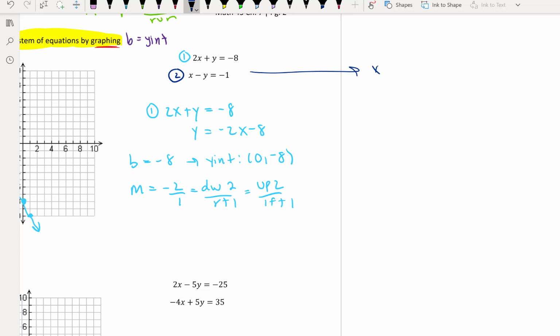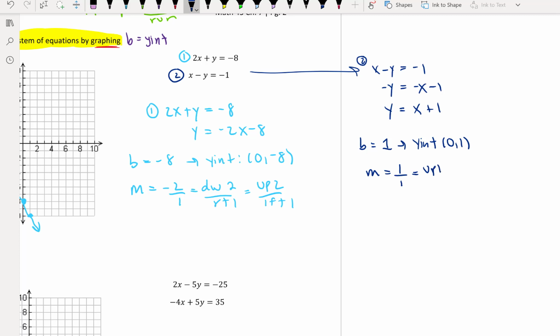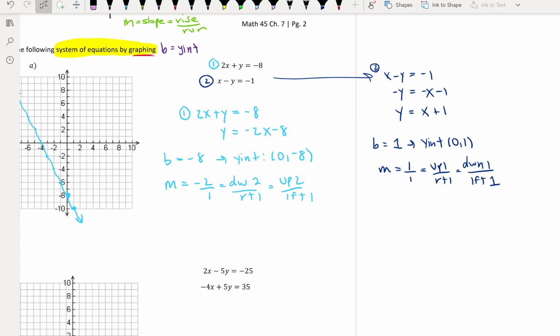So then I have equation number 2, which is x minus y is equal to negative 1. So negative y is equal to negative x minus 1. So y is equal to x plus 1. So here, my b is positive 1, which tells me that the y-intercept is going to be (0, 1). My slope is 1 over 1, so I can go up 1, right 1, or I can go down 1 and left 1, okay?